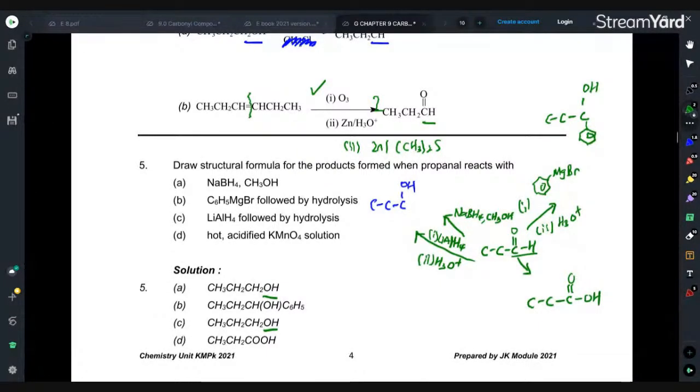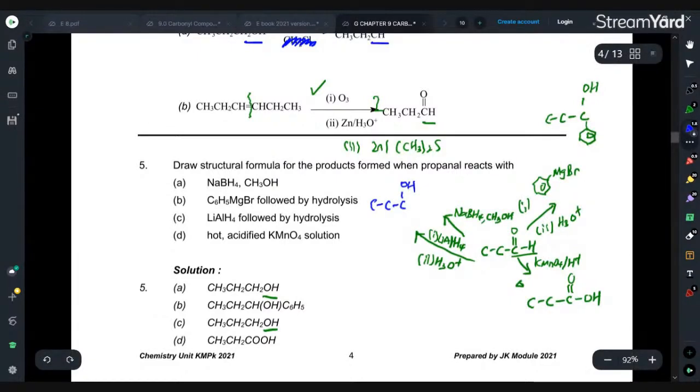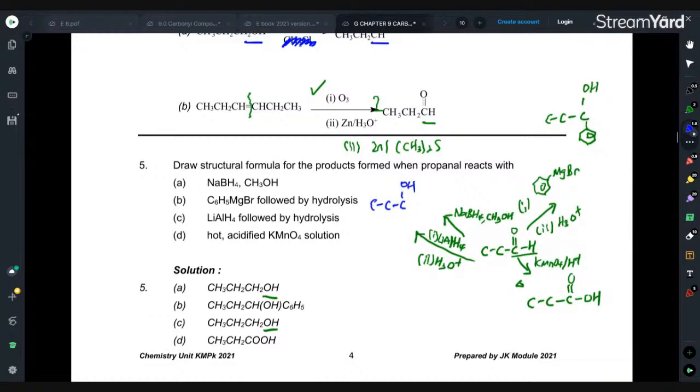Okay, as usual, KMnO4/H+. Now I try to complete all the hydrogens for each of the compounds. Always remember carbon has 4 bonds. So here is CH2, here 1, 2 already, so another 2 bonds with hydrogen. Here 1, remain the CH3. Okay, CH3, CH2, CH2OH. The answer for this is A and C.